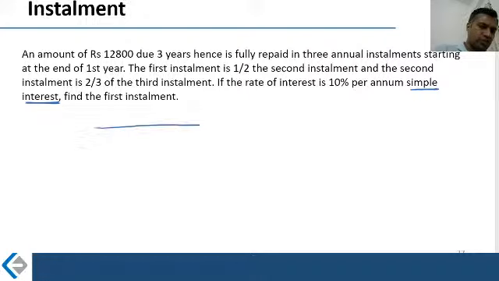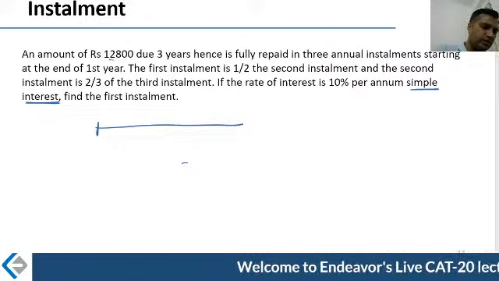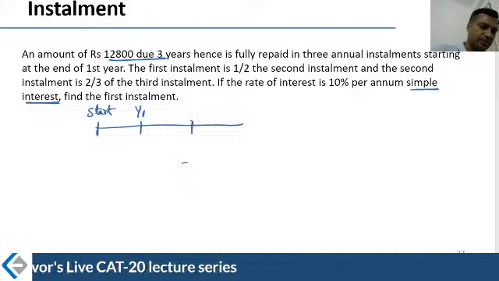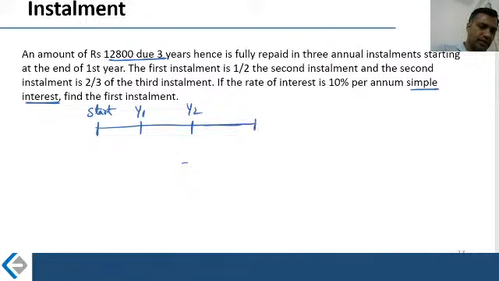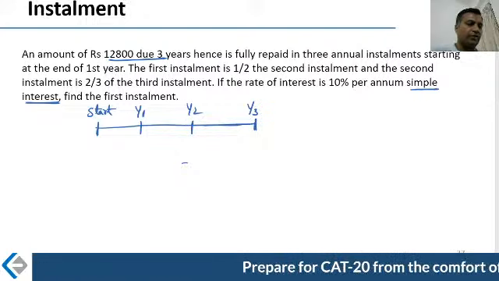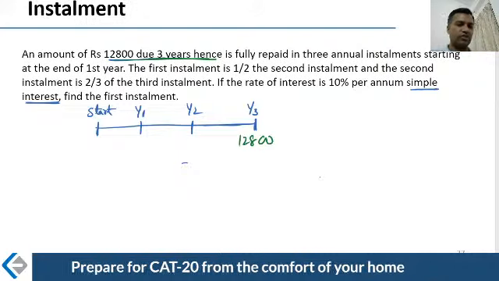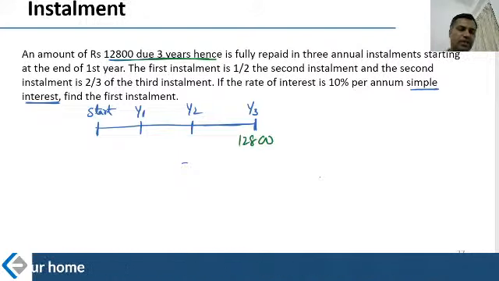So this is due not now, but in 3 years. At the end of 3 years, this money is due. So this is the beginning, the start of the cycle. This is the end of year one, there is an end of year two, and there is an end of year three. Now this amount, 12800, is due 3 years hence, not today. It's a future amount.